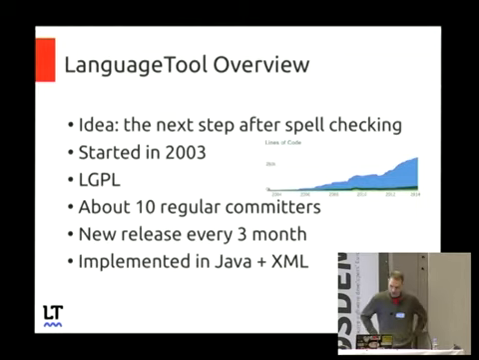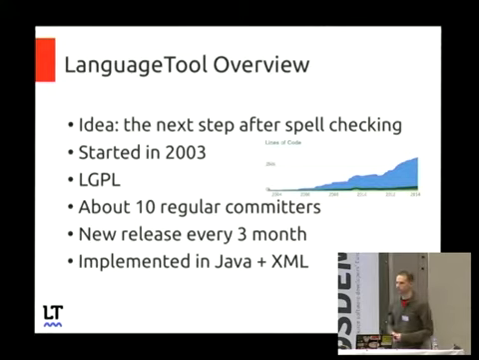So here's a short overview about LanguageTool. The basic idea of LanguageTool was always to be the next step after spell checking. So we don't replace spell checking, but we kind of run after spell checking. And nowadays, we actually have one component that does traditional spell checking. We have that component inside of LanguageTool.